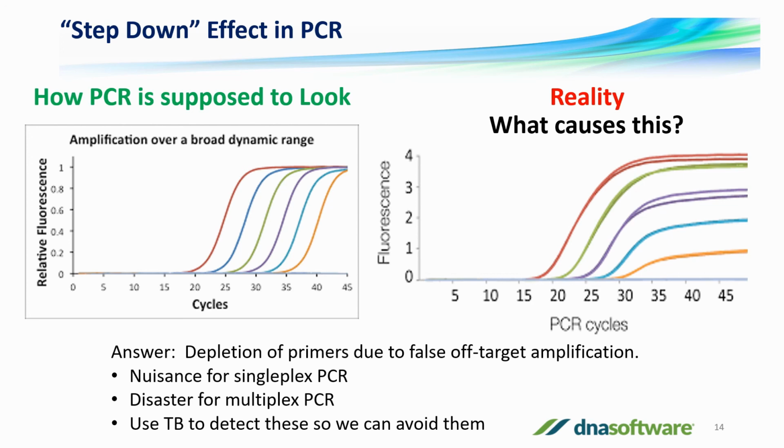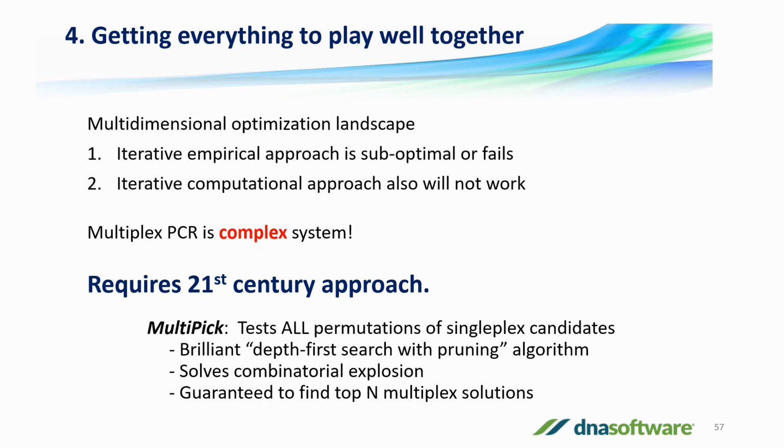In a single-plex PCR, this step-down effect is somewhat of just a nuisance. But in a multiplex PCR, this effect is one of the major causes of failure. It results in some of the amplicons being amplified at an unequal rate, and that in turn leads to false negatives in the multiplex PCR.